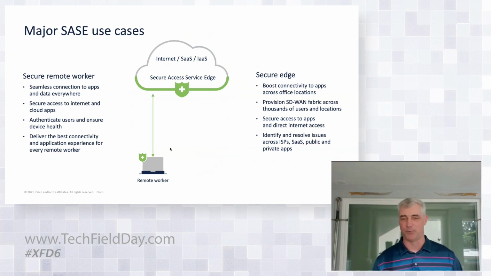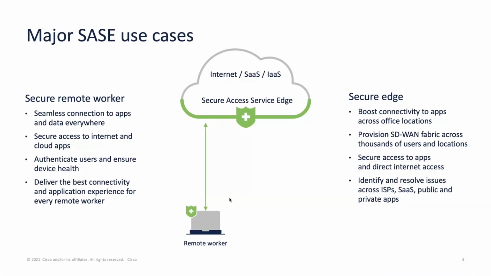So SASE can be a boil-the-ocean discussion, kind of similar to Zero Trust. They both have a lot of scope creep. So to rein it in for today's discussion, we're going to focus on two use cases. The two main use cases are secure remote worker. How do I make their connection seamless? And then how do I make sure that it's secure, all the way from user to app? Same thing on secure edge. I call it secure cloud edge, which is my branches, my data centers, my colos.